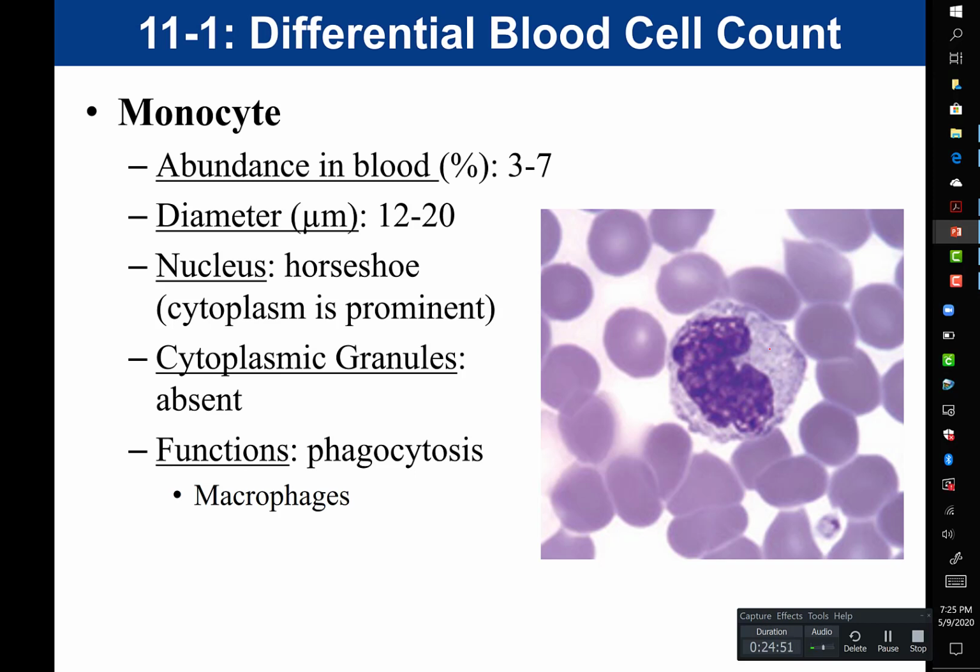Monocytes will differentiate, meaning they'll become specified to become a cell called a macrophage. And a macrophage is going to be a phagocyte. It's a cell that does phagocytosis for foreign invaders. And so these are going to be your monocytes.